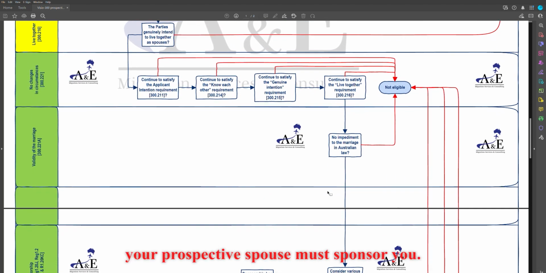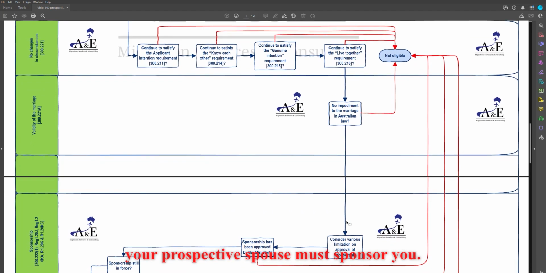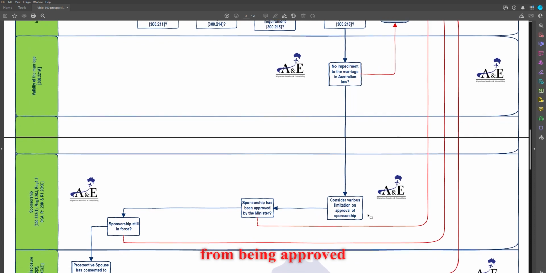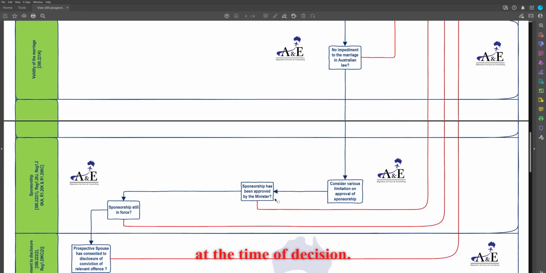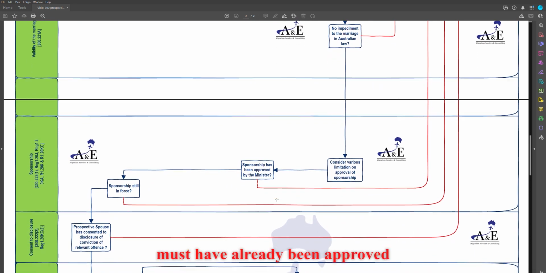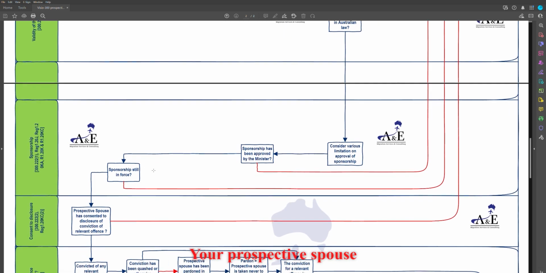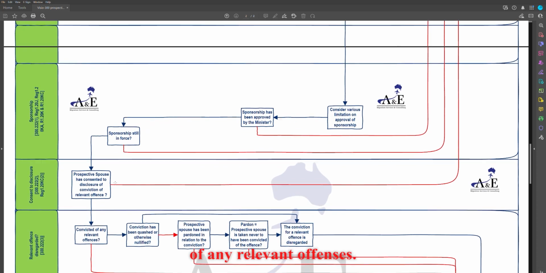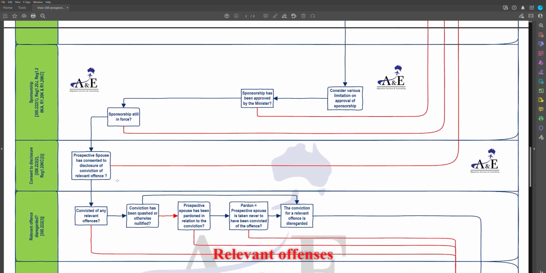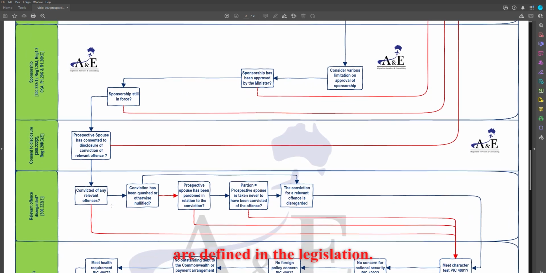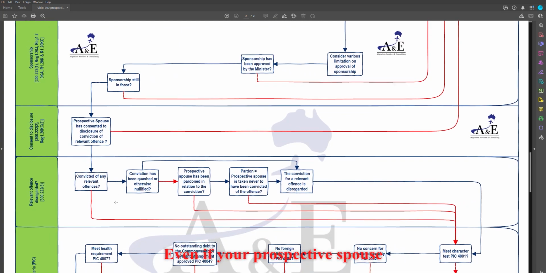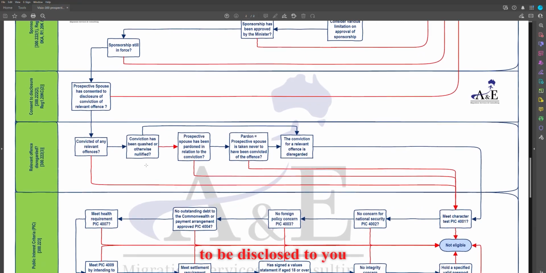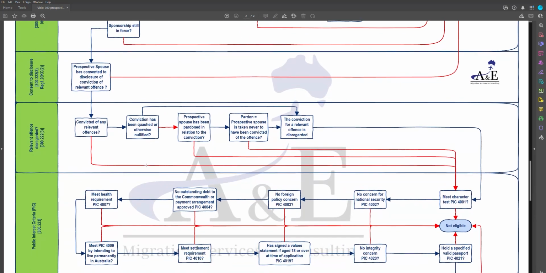As we said earlier, your prospective spouse must sponsor you. There are situations which may stop the sponsorship from being approved. At the time of decision, the sponsorship must have already been approved and is still in force. Your prospective spouse should have already consented to disclosure of the conviction of any relevant offences. Relevant offences are defined in the legislation. Even if your prospective spouse has been convicted of some relevant offences, this information may not be required to be disclosed to you under some circumstances.